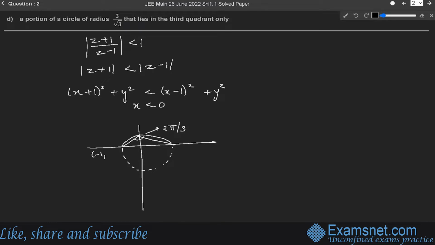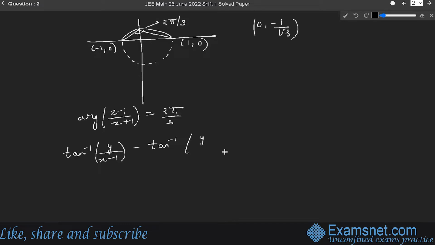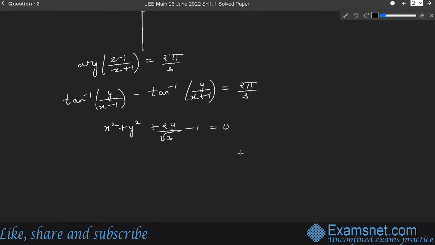We know that the points will be minus 1 comma 0 and 1 comma 0. Here the center is 0 comma minus 1 upon root 3. Now it is also given that for set B, argument of (Z minus 1) divided by (Z plus 1) equals 2 pi by 3. So it implies that tan inverse of y upon (x minus 1) minus tan inverse of y upon (x plus 1) will be equal to 2 pi by 3. So we can say that x square plus y square plus 2y divided by root 3 minus 1 will be equal to 0. Now we have to calculate A intersection B.